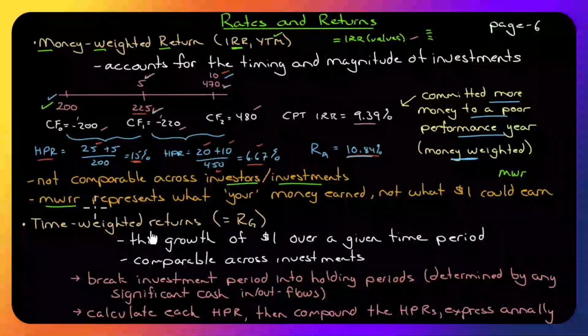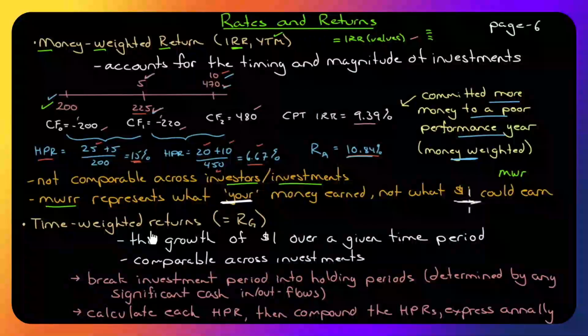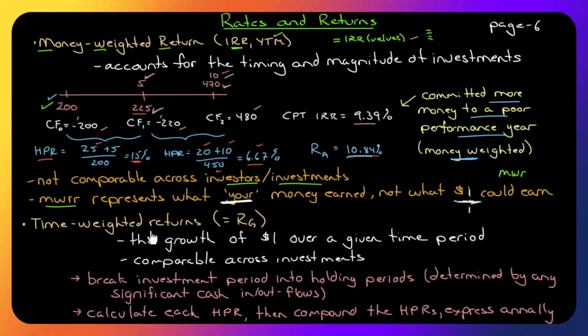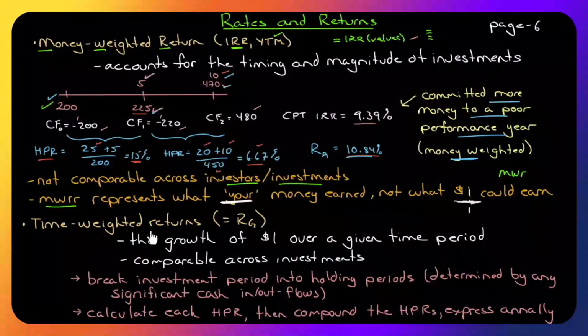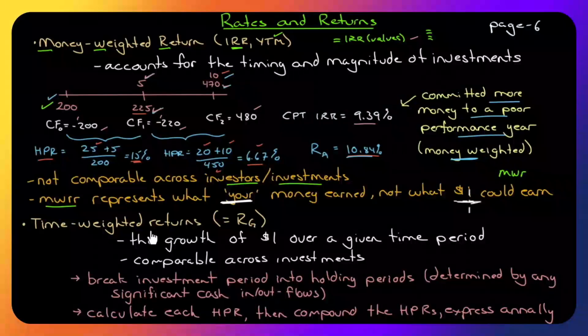So the money weighted rate of return represents what your money earned, not what a generic $1 could earn in that investment, but what your money earned because of the way that you committed money to the investment.